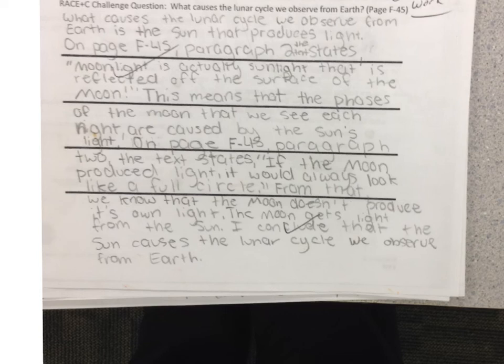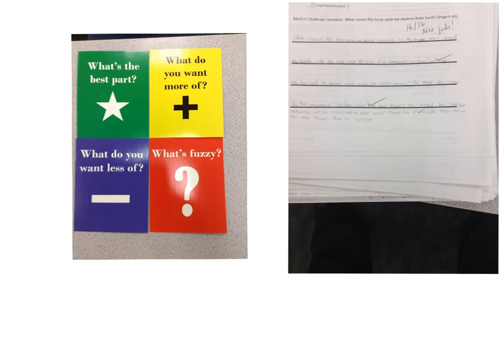Now evaluate this response. Put a star beside the best part and put a plus sign beside the part that you want more of. Do you think the writer should provide more details? Okay, so now our goal today was to evaluate RACE plus C responses. You needed to decide what the best part was in each response, as well as what you think the author should add.